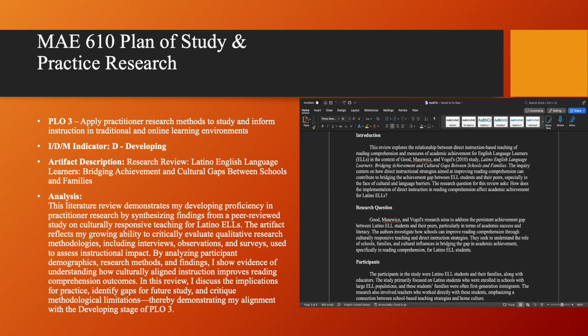In this review, I discuss the implications for practice, identity gaps, and for future study, and critique methodological limitations, thereby demonstrating my alignment with the developing stage of PLO 3.